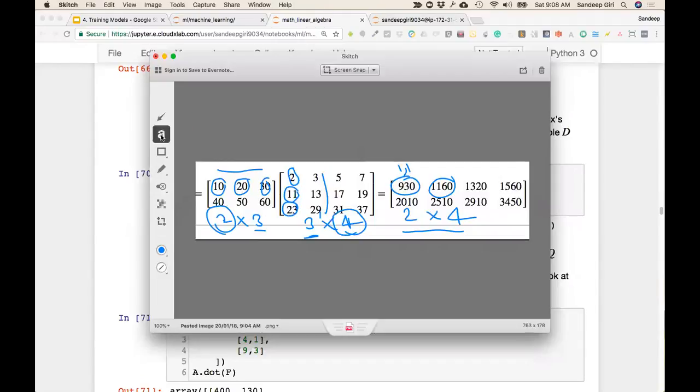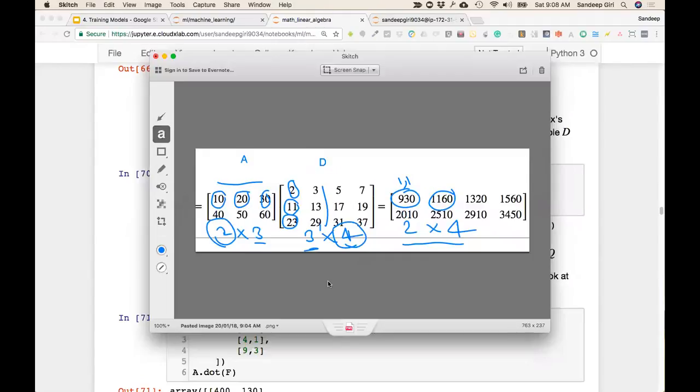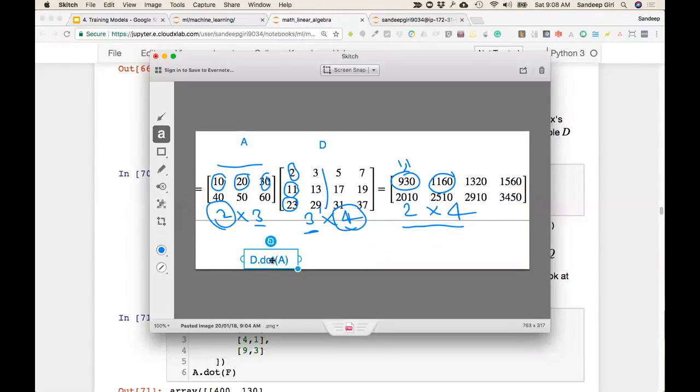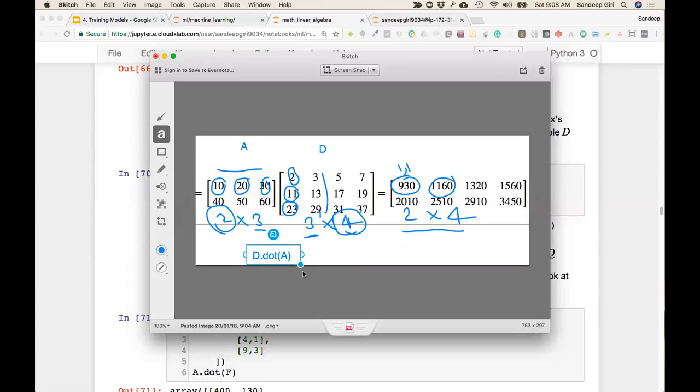So, this was A, right? This was D. So can we do D dot A? Anybody? Is this allowed? Is this valid? No, right? Because this one has number of rows as 3, while this one has number of columns as 4, while this one has only 2 rows. Therefore, we won't be able to multiply this with this.